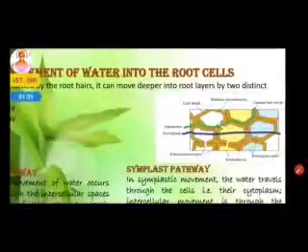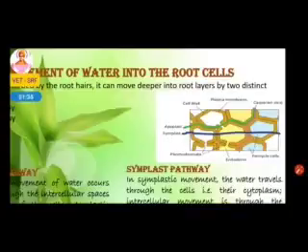The apoplast is the green color marking. You can see the green color markings through the intercellular space. Here the water molecules do not move inside the cells. They move only along the intercellular space and reach the xylem. Whereas in the symplastic pathway, they move through the cells, through the cytoplasm. They reach the cytoplasm and move from one cell to the other.